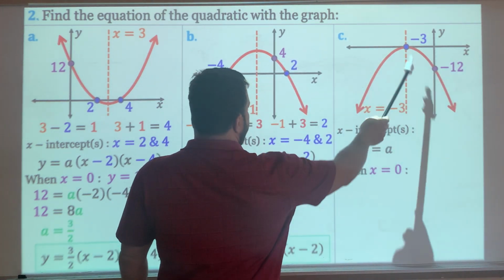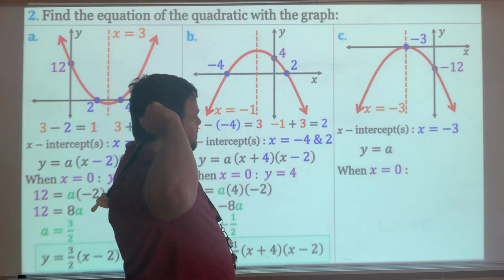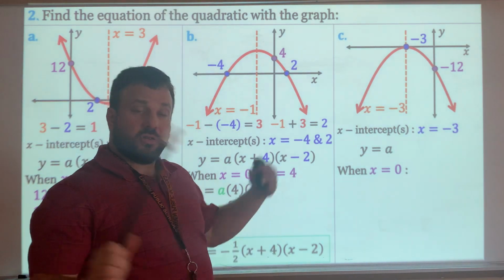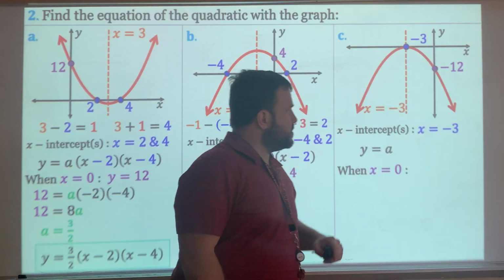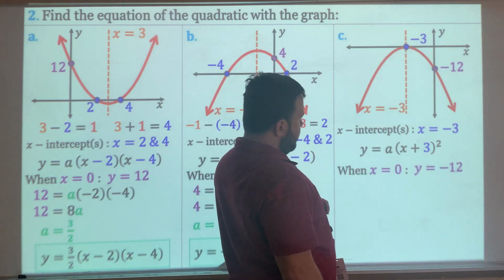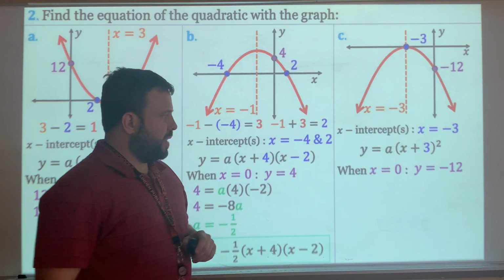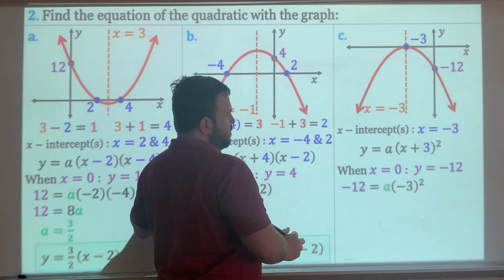Letter C. Only one x-intercept. So the axis of symmetry doesn't matter. It's x minus 3, so there's no special extra rule to do. So y just equals a, x plus 3 squared. When x equals 0, y equals negative 12. All right? Now, negative 12 equals a times 3 squared.